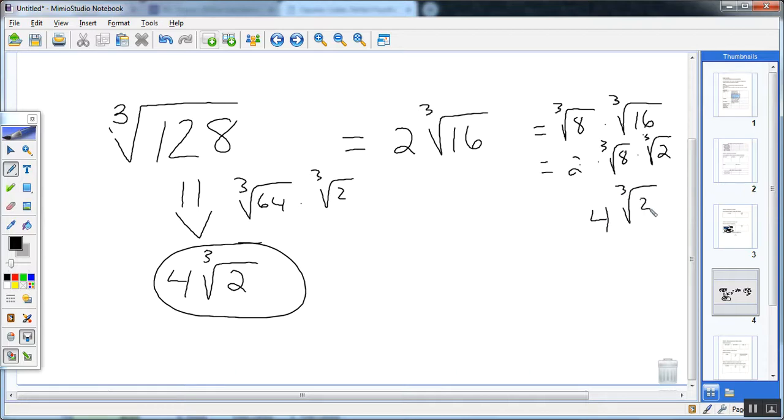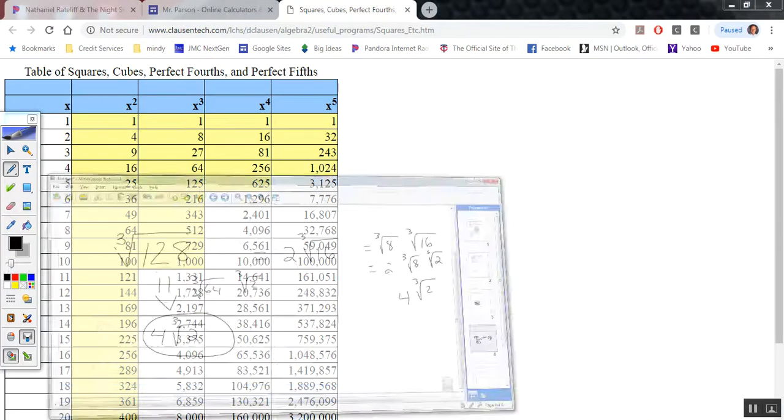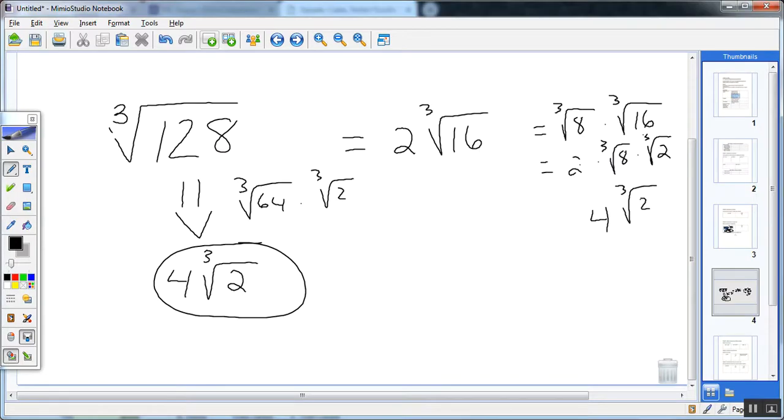Okay? Make sense? All right. Very good. So the answer here really should be what, kids? 4 times the cube root of 2. Very good, kids. All right. Well, that said, let's look at this next example.